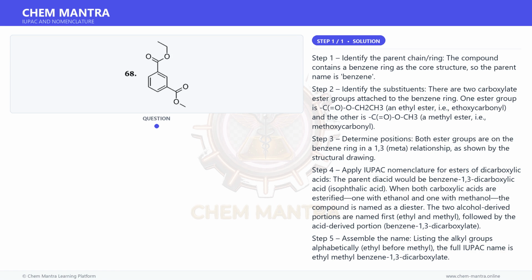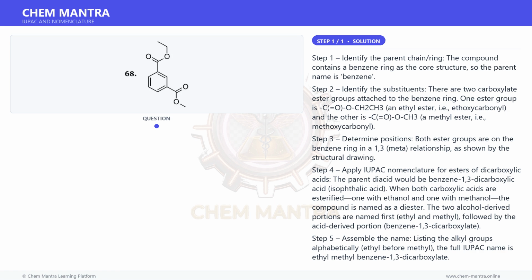Step 2. Identify the substituents. There are 2 carboxylate ester groups attached to the benzene ring. One ester group is C=O, OCH2CH3, an ethyl ester, ethoxycarbonyl, and the other is C=O, OCH3, a methyl ester, methoxycarbonyl.